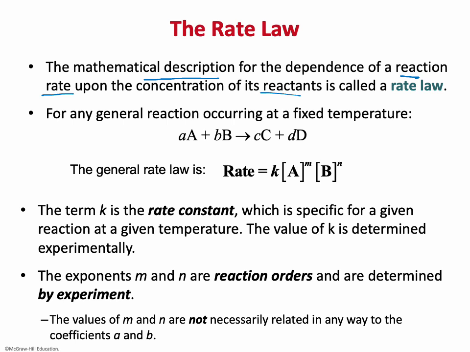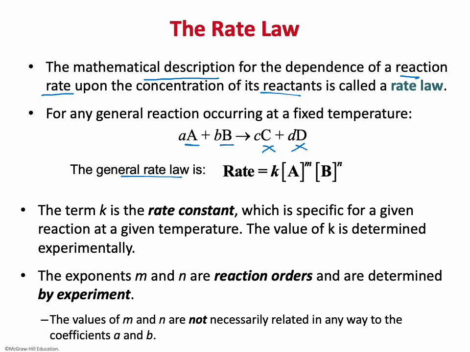The general rate law, for example, if this is my reaction, A A plus B B gives you C C plus D D, the general rate law is rate equals k, concentration of A to the power of m, concentration of B to the power of n. In the case of rate law, what's included is only the reactants. We do not include products because, again, the speed of reaction does not depend on the product concentration. It only depends on the concentration of the reactants.